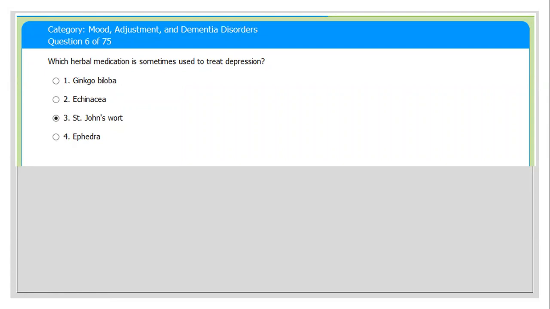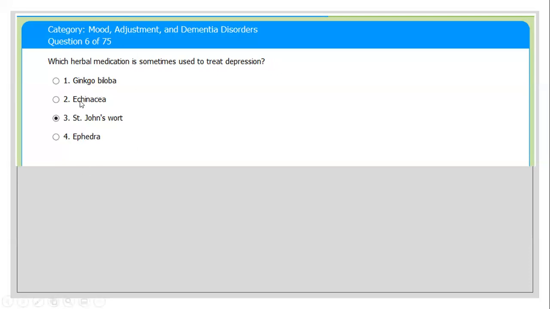Ginkgo biloba increases the effect of monoamine oxidase inhibitors. Also, it is very important to educate your patient: ginkgo biloba should be held for 36 hours before any kind of surgical operation.